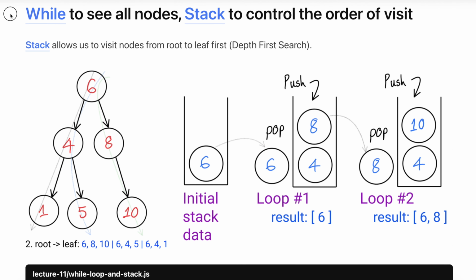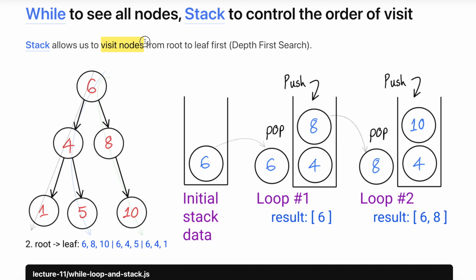Next, we're gonna learn how to use the while loop to visit all the nodes, and a stack data structure to control the order of node visitation. The nature of the stack, first in, last out, will allow us to visit the nodes from root to leaf first, which is depth first search. We will have a dedicated tutorial about depth first search later.